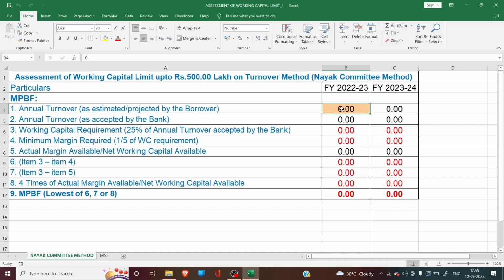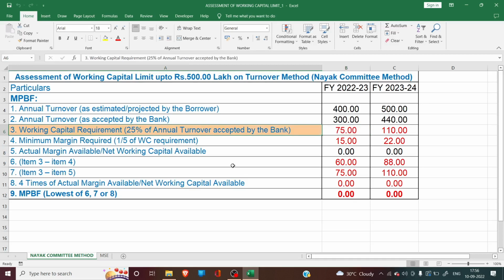First of all, we have to feed the annual turnover as estimated or projected by the borrower over here. For example, the borrower is estimating a turnover of 400 lakhs for 22-23 and 500 lakhs for 23-24. Now, it's not necessary that the entire turnover as estimated or projected by the borrower is accepted by us as a banker. After analyzing the sales trend, we can accept the turnover at lower levels also. For example, for 22-23, against the estimated figure of 400 lakhs, we are accepting turnover of 300 lakhs, and for 23-24, we are accepting 440 lakhs against projected turnover of 500 lakhs.